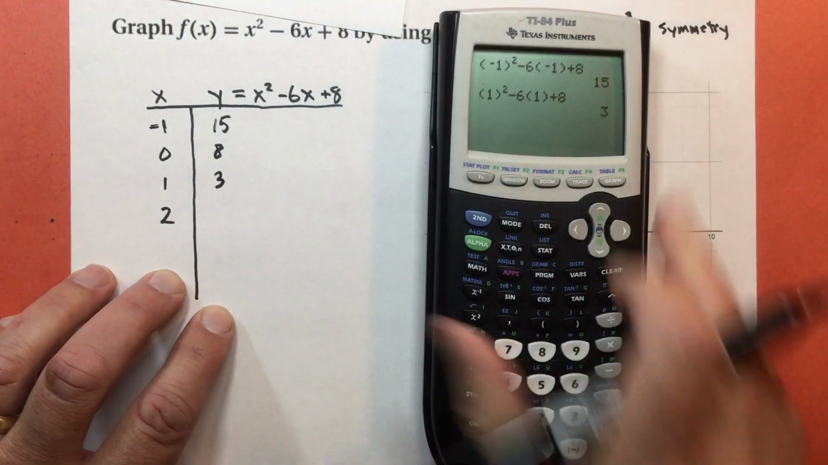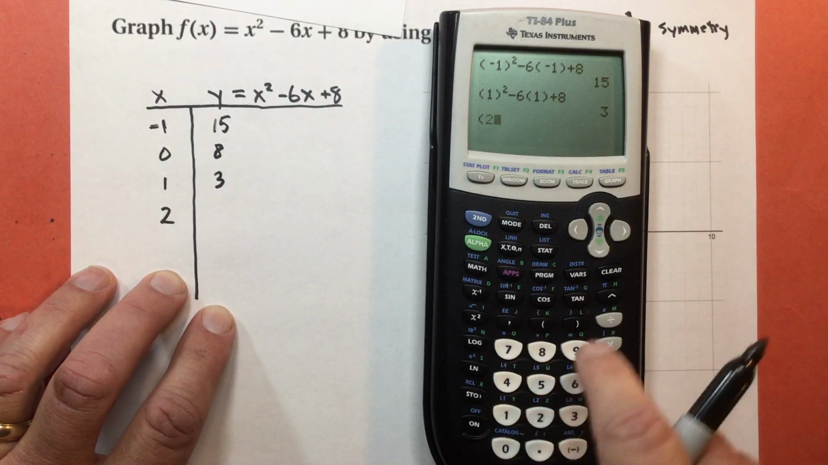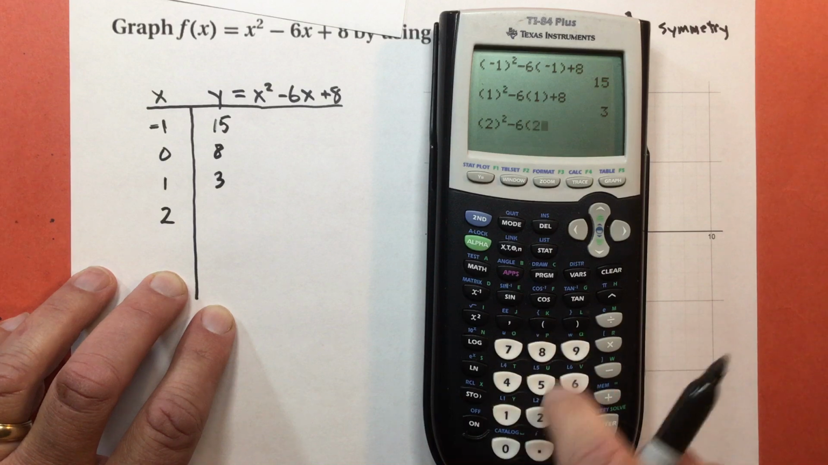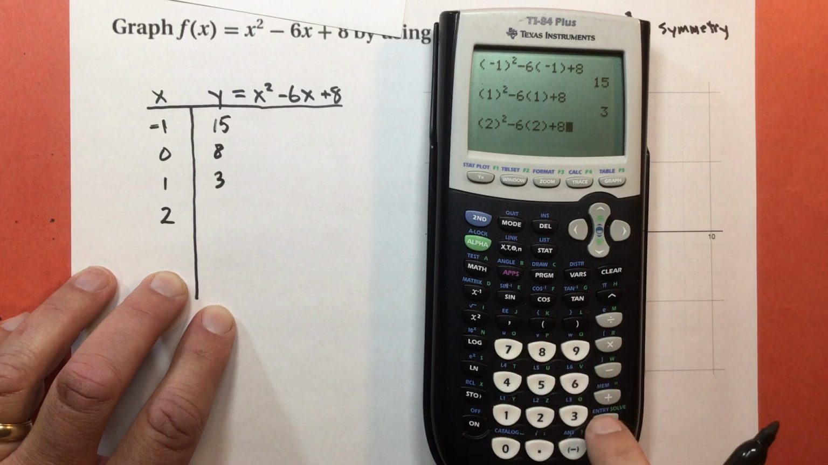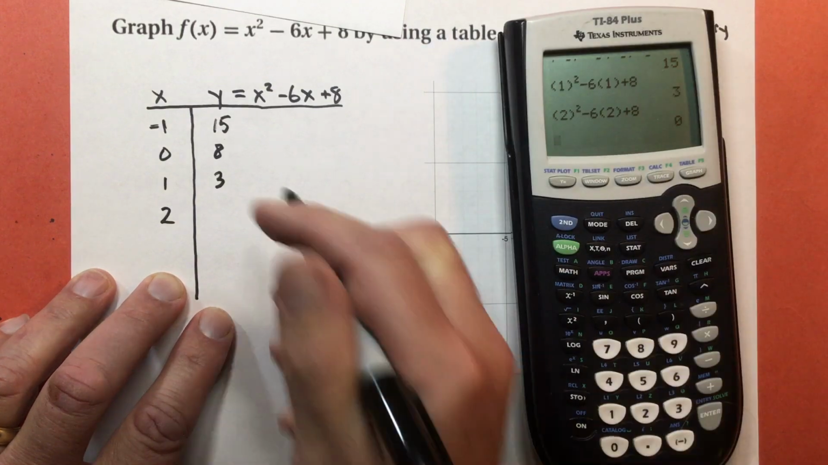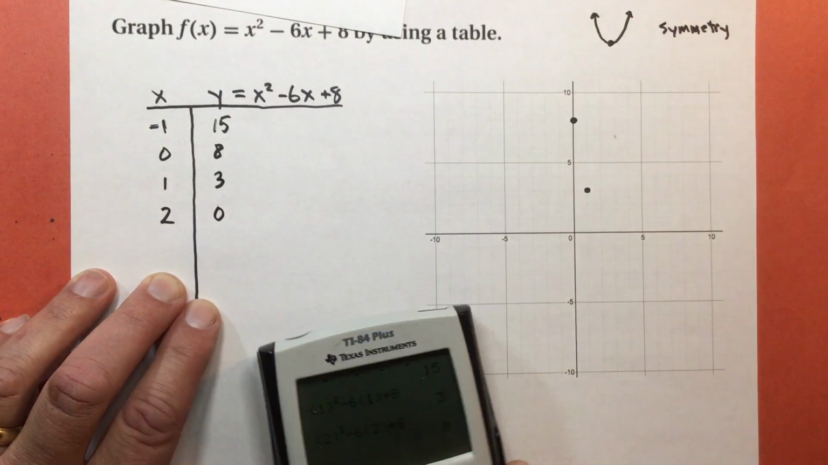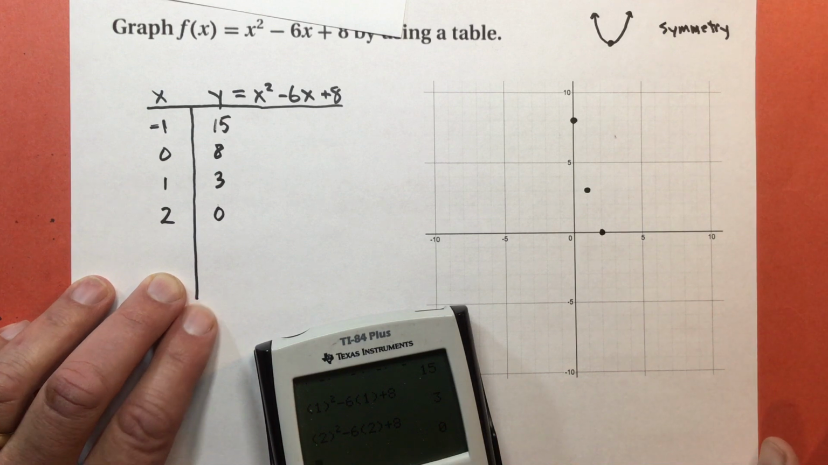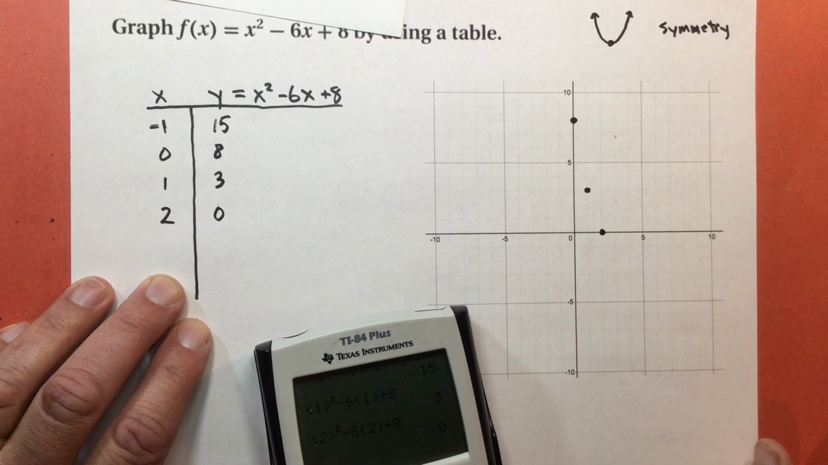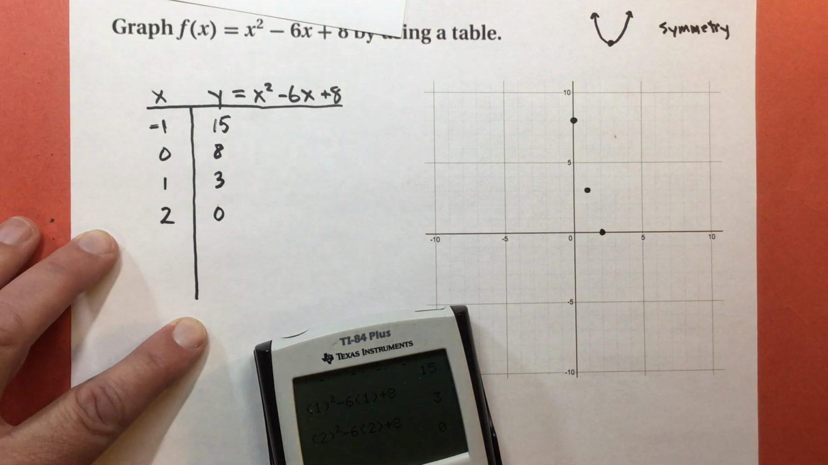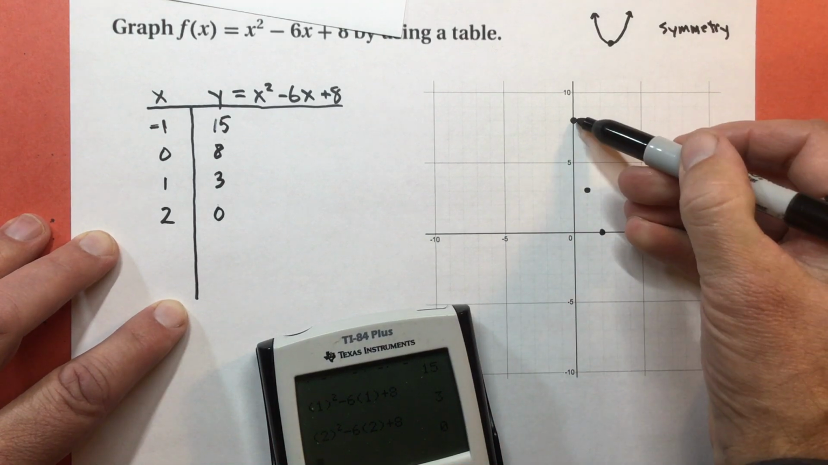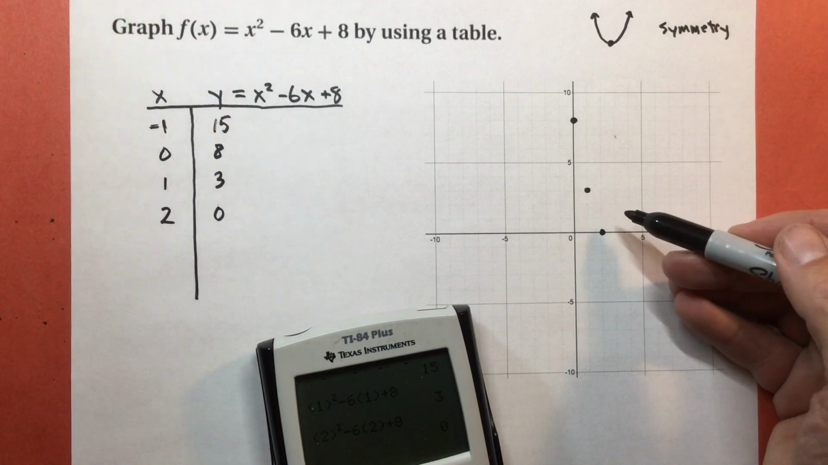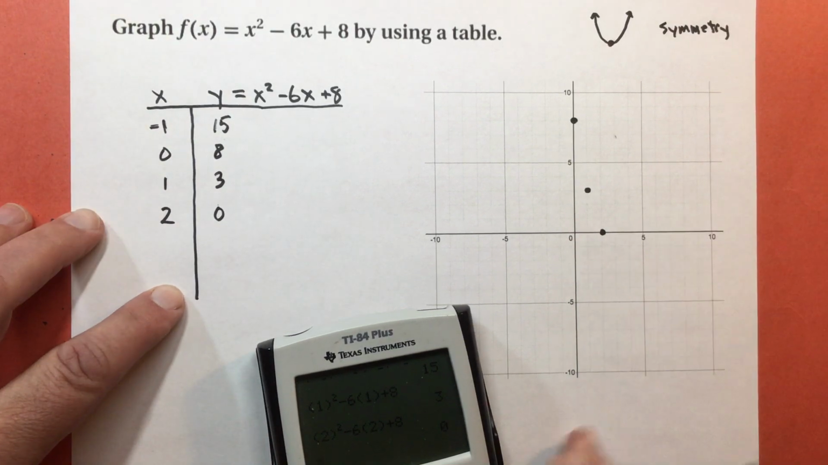Now let's figure out what 2 is. So I got 2 squared, subtract 6 times 2 plus 8. That's going to be 0. So 2, 0 right here. Later, that's going to be a very, very important idea. I want to make sure I know, because I said that's the y-intercept. This is the x-intercept. And x-intercepts are very important in studying polynomial functions.